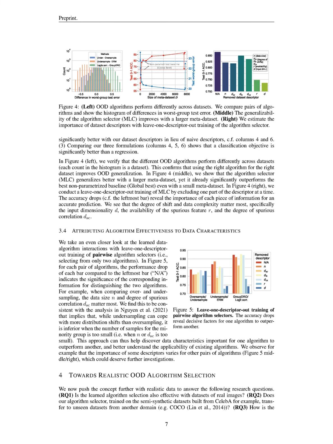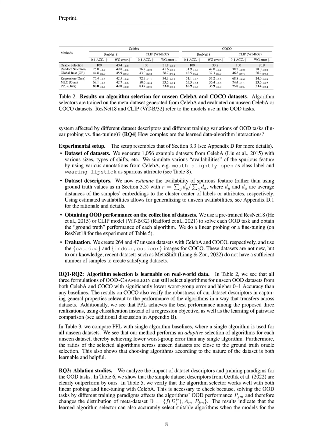The OOD-CHAMELEON method demonstrated significant improvements in out-of-distribution (OOD) generalization by consistently selecting algorithms that resulted in lower worst group error and higher 0-1 accuracy on unseen datasets compared to existing baselines. Specifically, the algorithm selectors outperformed random selection, global best, and naive descriptors, achieving a notable increase in accuracy and a decrease in error rates. The results indicated that the learned algorithm selectors generalized well across different datasets, including those from real images like CelebA and COCO, confirming the robustness of the dataset descriptors used.